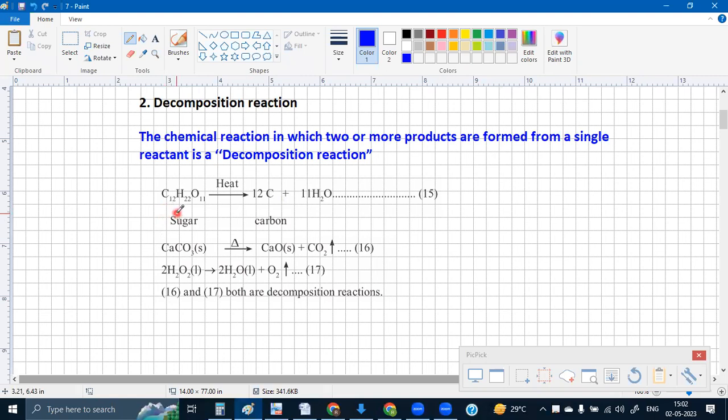Okay, for this sugar, C12H22O11, the physical state is not mentioned. You can write, because this is a solid, in the bracket you can write S. Even carbon also is a solid, so for this also you can write S. This water, because of heat, should be considered as a liquid state. Because of heat supplied, it escapes out as steam. So for this we are going to write that it is in the gaseous state.